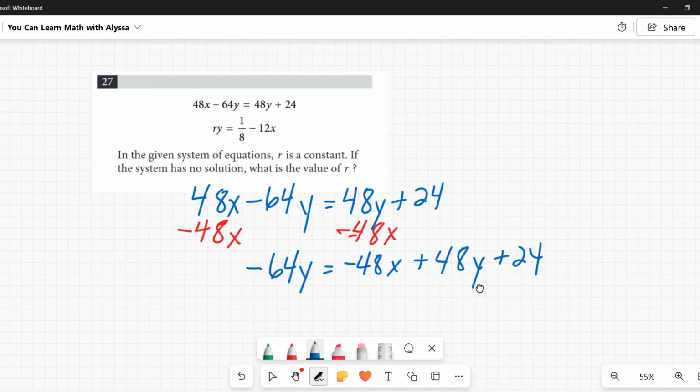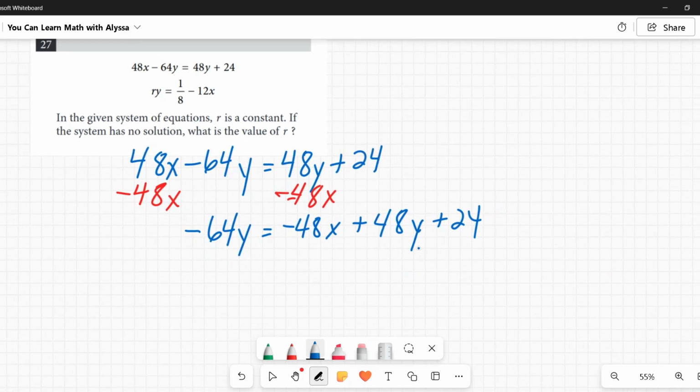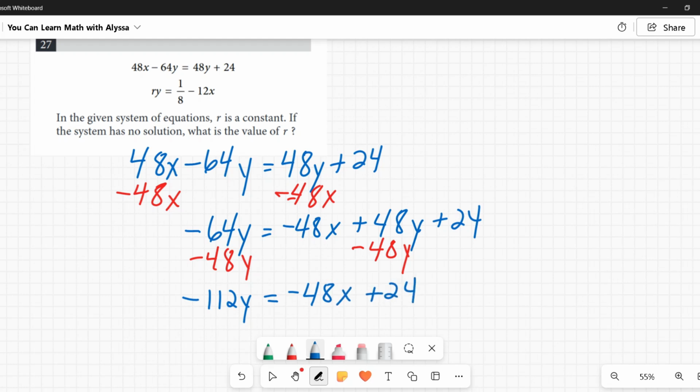Next step, I'm going to move these 48y's over to the left. Since we have here adding 48y, I'm going to do the opposite. I'm going to subtract 48y, and that will effectively move it to the left and get rid of it on the right. So on the left, negative 64y plus negative 48y is negative 112y. And then on the right, I have negative 48x plus 24. Now I'm going to divide everything by this negative 112.